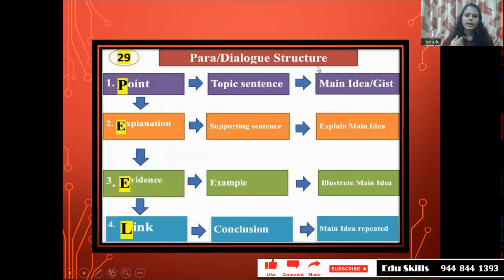Then the paragraph or dialogue structure. First they will tell the topic sentence, that is the point, main idea or the gist. Then they provide the explanation through supporting sentences. Then they give some examples or illustrations to support the main idea. Lastly they come to the conclusion, which links back to the main idea, repeated.